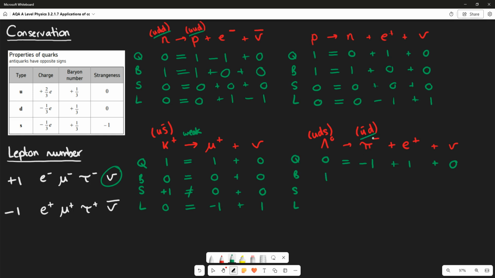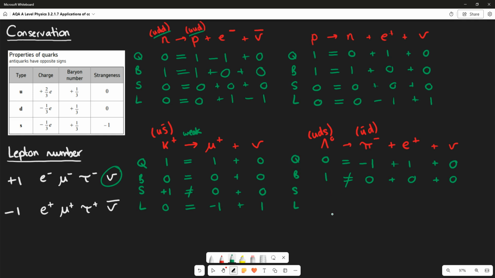Baryon number, this is a baryon because it's made of 3 quarks. This is a meson because it's made of an anti-quark and a quark, so it's not a baryon. And these are both leptons, so they are not baryons either. And you'll notice that 1 does not equal 0 + 0 + 0. Baryon number is not conserved, so it's looking like this is not a possible interaction.